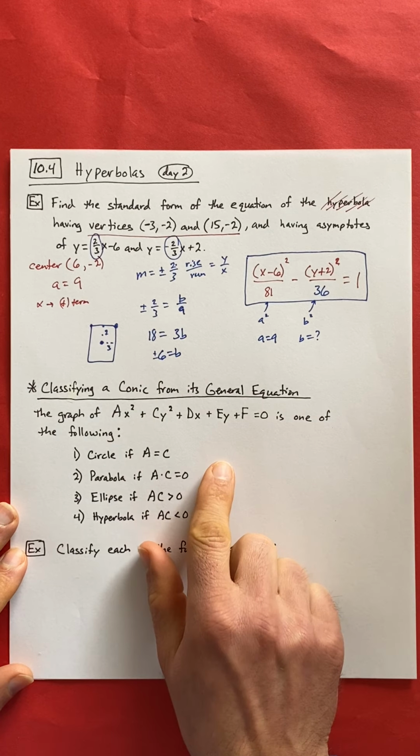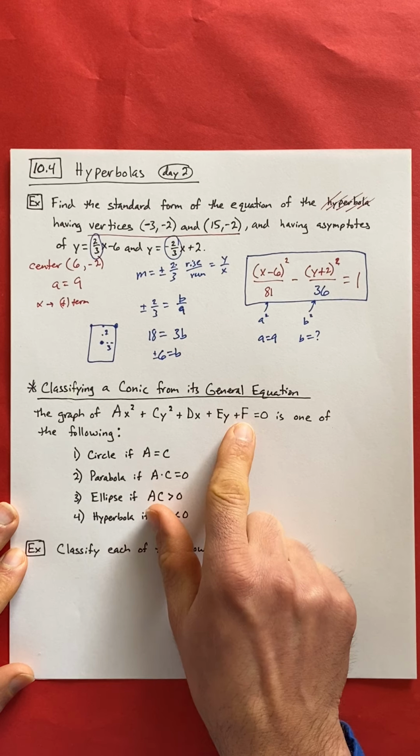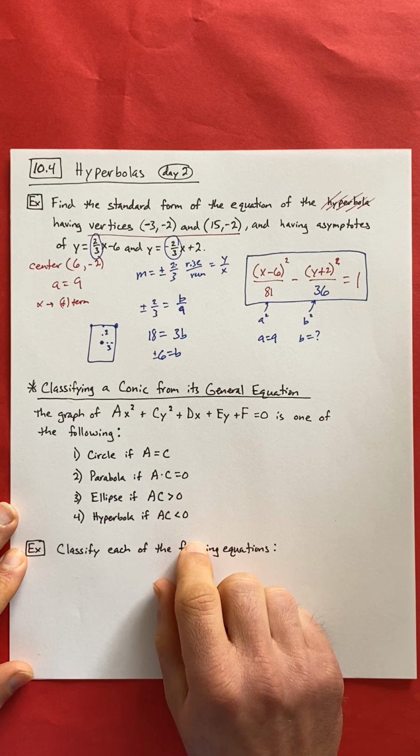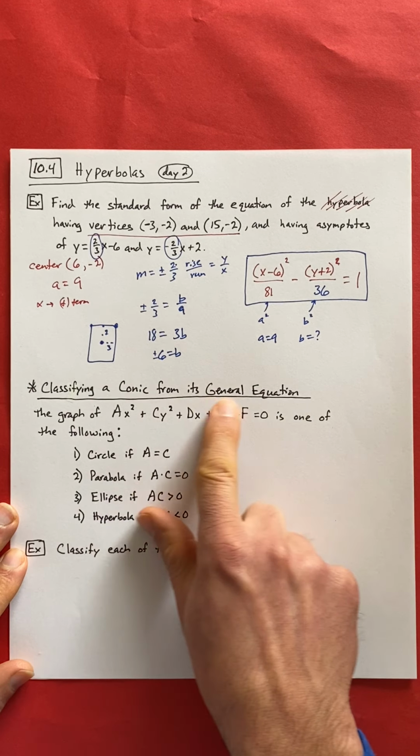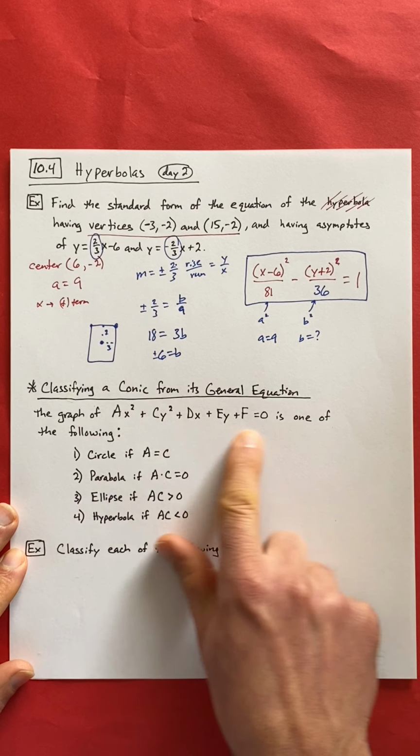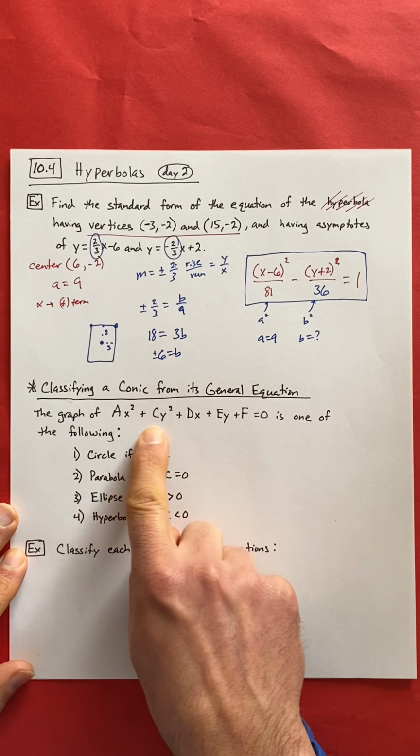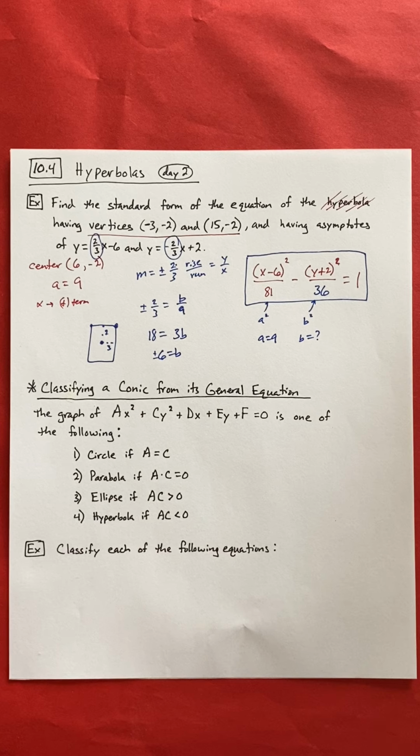Here's one of the main ideas for today, and that is classifying a conic. You'll love these questions. They go very, very quickly. You can usually look at them and within 2-3 seconds tell what the answer is if you know what you're looking for. So, classifying a conic from its general equation. So the graph of, again, this is the general equation, Ax squared plus Cy squared plus Dx plus Ey plus F equals 0, is one of the following.